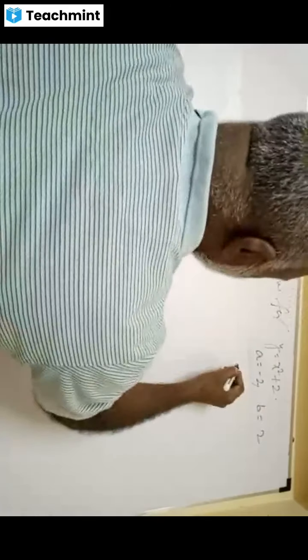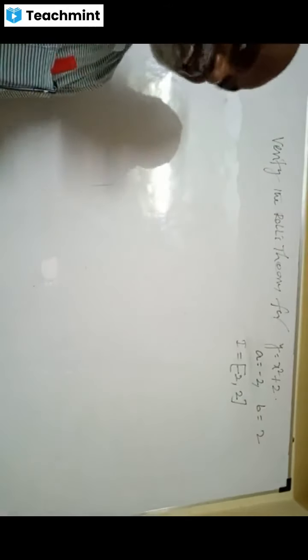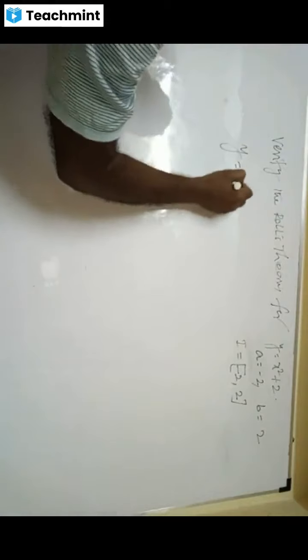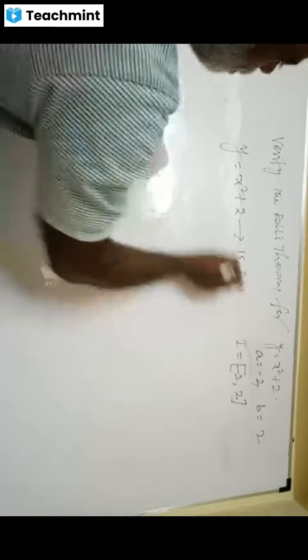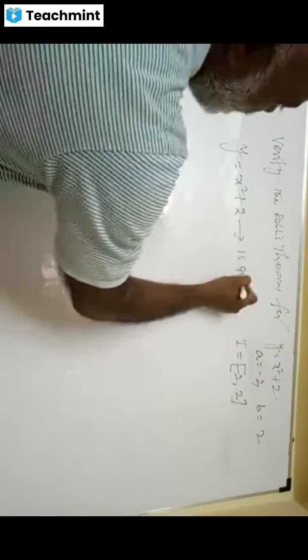So what is the interval? The interval is -2, 2. Do you agree? This is called the interval part. Yes, sir. So -2, 2 is the interval. So y equal to x square plus 2 is a polynomial function, a quadratic polynomial in x. Yes or no? Yes, sir.